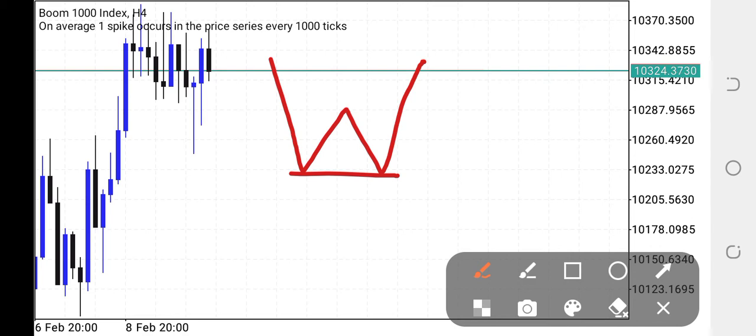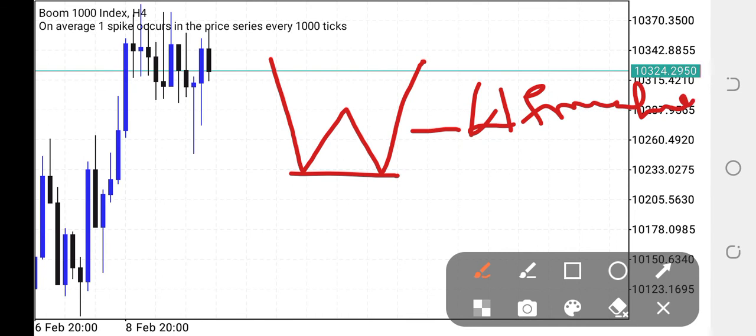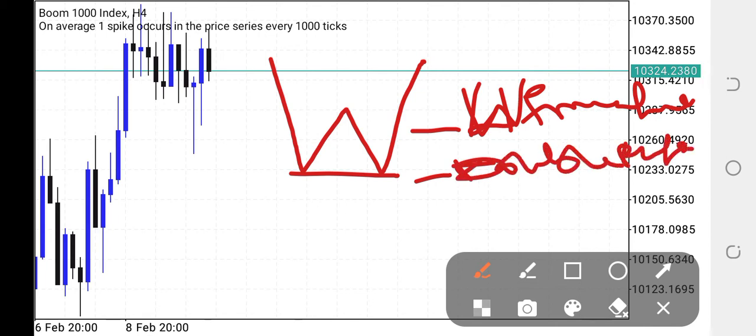So I've talked about a double top, this is the double bottom pattern. Now this formation is very nice. People call it the W formation, or they also call it the double bottom pattern. I love this pattern very well.